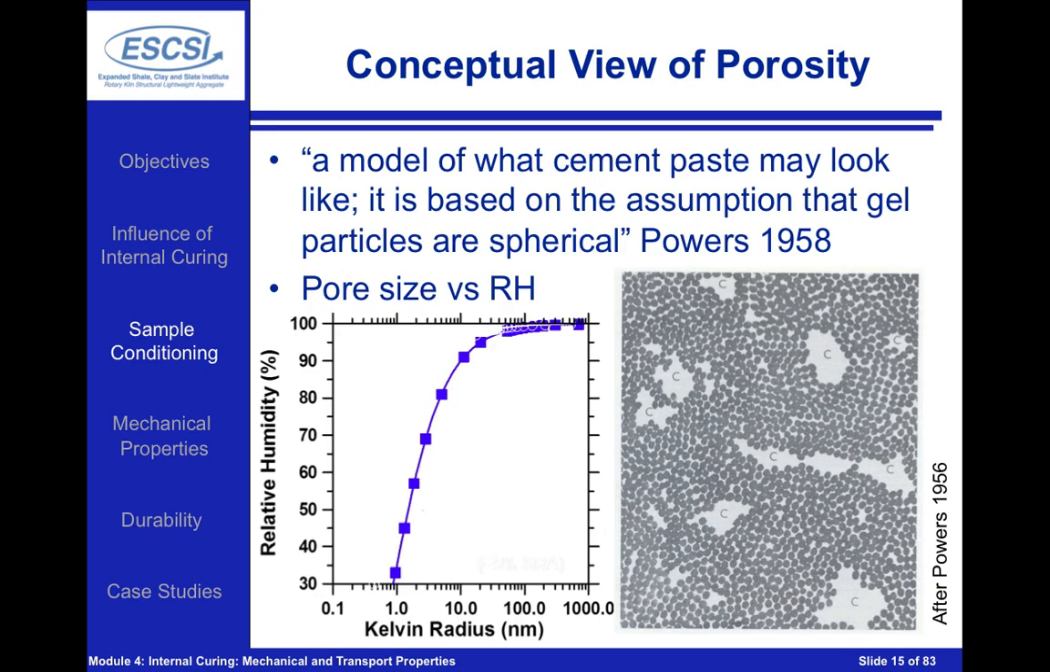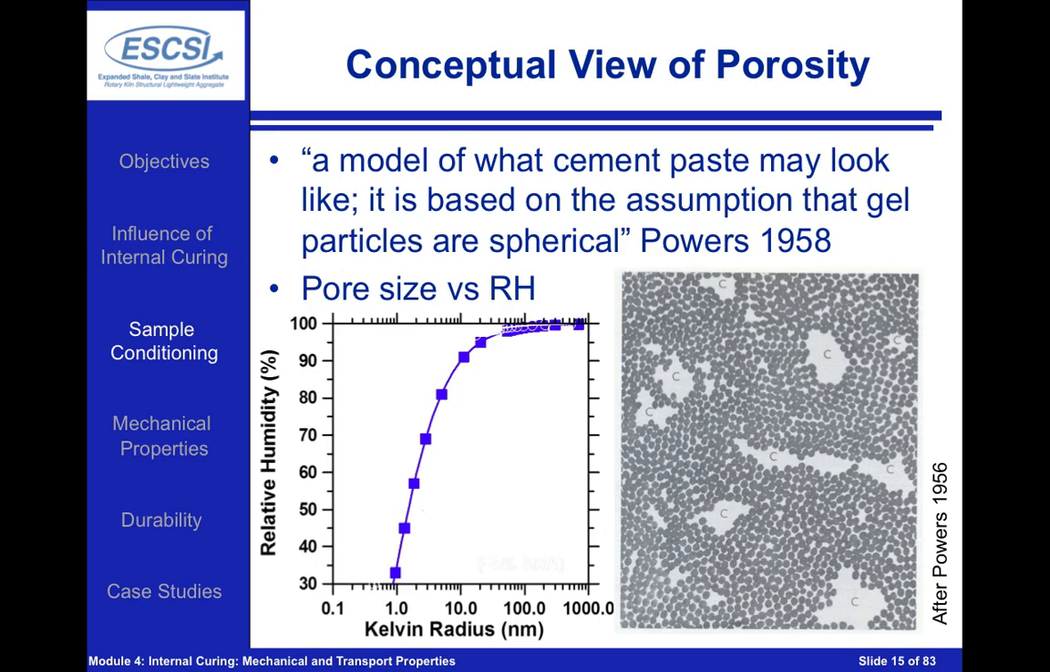Again, it's important that we remember that when we look at porosity, the pores are going to come in two different sizes. We're going to have the gel pores, which are the small pores. They're going to be part of the hydrated products, and the capillary pores, which is really what we're going to be controlling with our water to cement ratio.